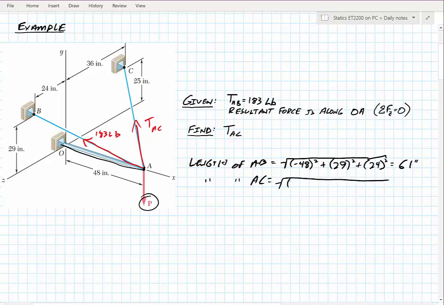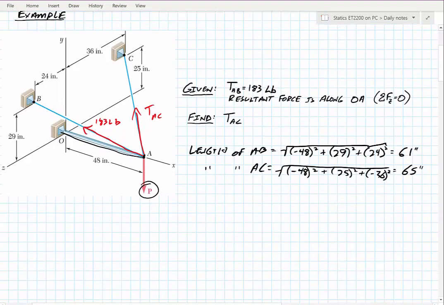For AC in the x direction, I'm also going negative 48 inches. For the y direction, I'm going up 25 inches. And in the z direction, I'm going negative 36 inches. Multiplying that through, I end up with the length of cable AC to be 65 inches.